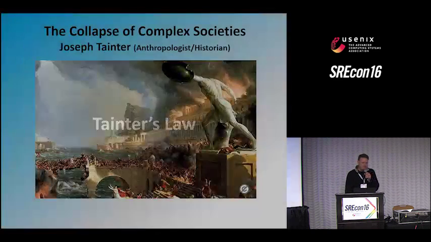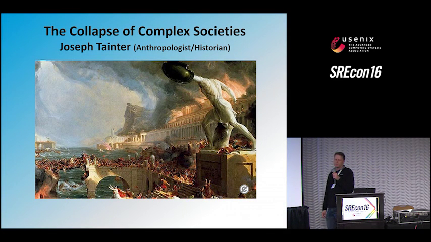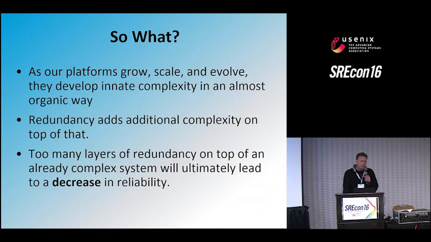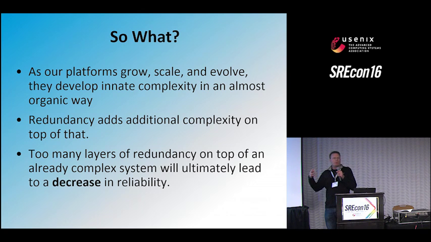So I want to introduce you to Tainter's Law. Joseph Tainter studied history, and explored the fall of the Roman Empire, and he came to the conclusion that as societies get more and more complex, it eventually leads to the downfall of these great societies. And I believe the same is true for technology. As our platforms grow, scale, and evolve, they get more and more complex over time, to the point where they're almost organic and we don't really understand them.